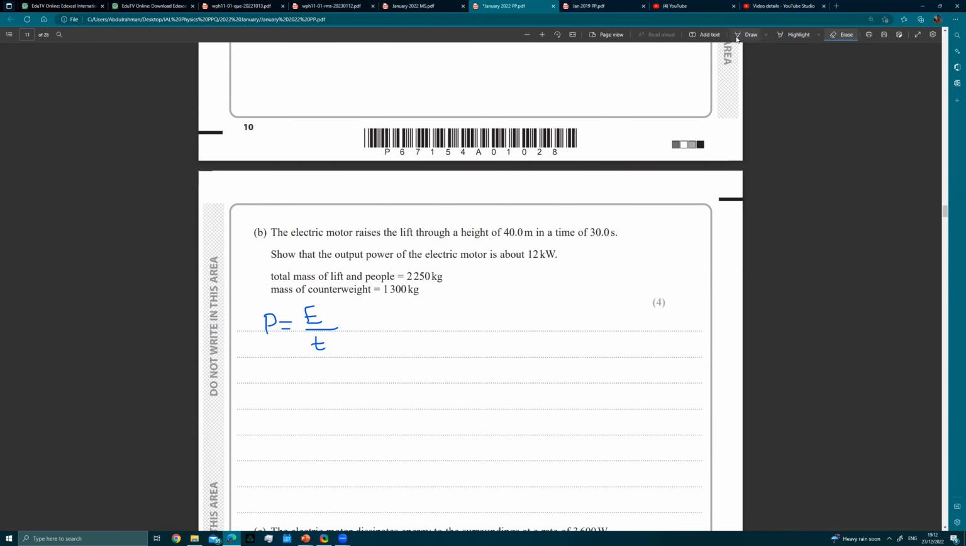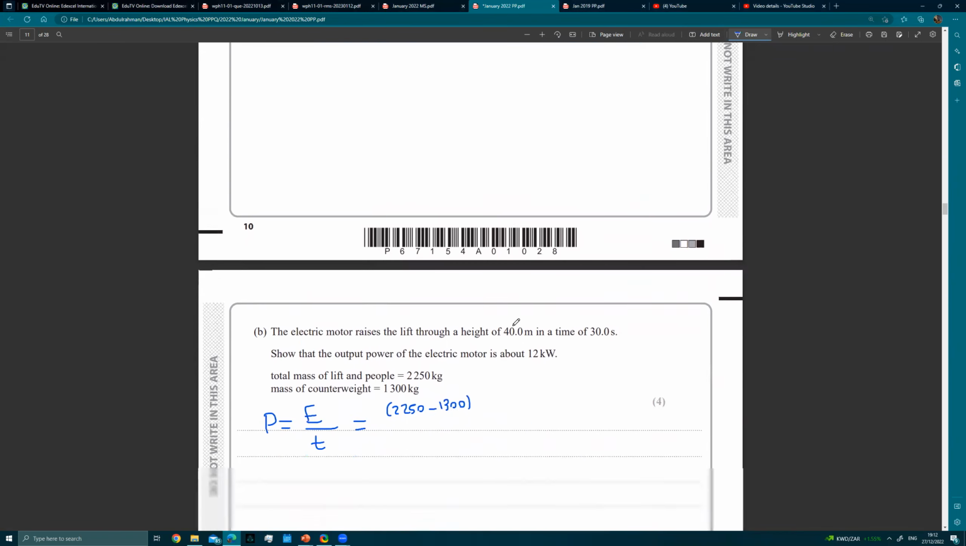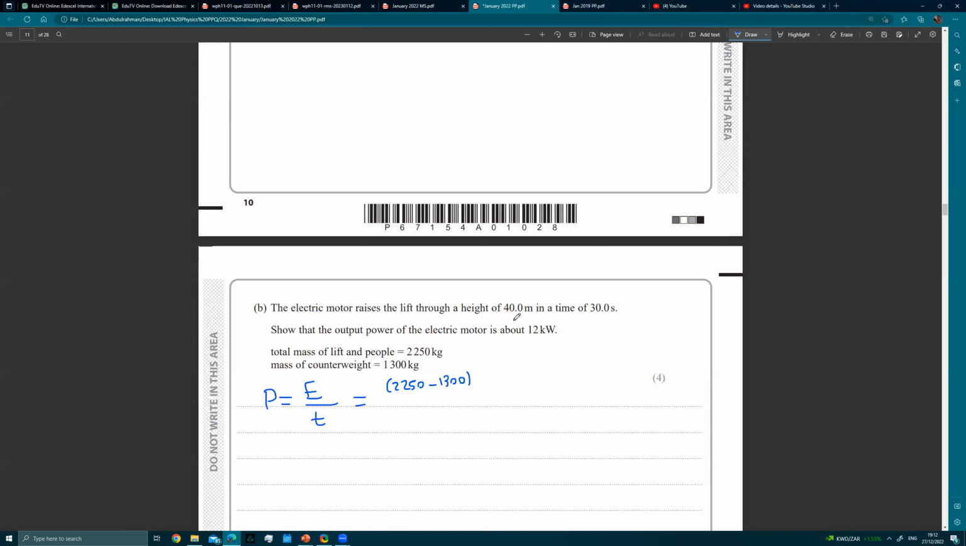Go for it. Okay, so sir, since we know that energy is mgh, the mass is going to be the total mass, so it's going to be 2250 minus 1300 times by 40 meters. That's cheating. Okay, but yeah, carry on. So how's it cheating? Why is that the total mass? Sir, because there's a mass of the counterweight, so the mass is less now.